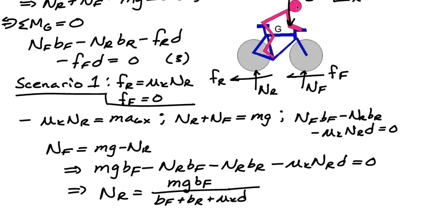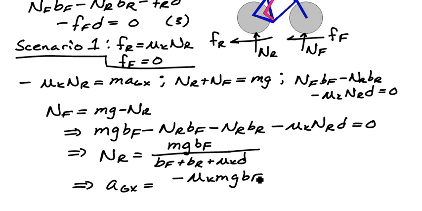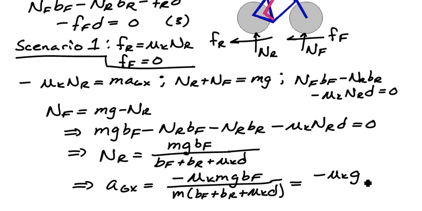And if I plug that into a_Gx, that means I'm going to get a_Gx is equal to minus mu_k times m g times b_f divided by m times quantity b_f plus b_r plus mu_k times d. So if I work this out, mass is going to cancel, so I'll have minus mu_k times g times b_f divided by quantity b_f plus b_r plus mu_k times d.